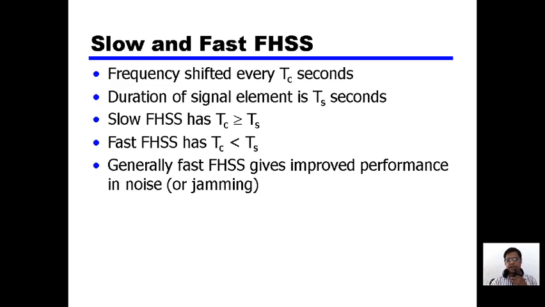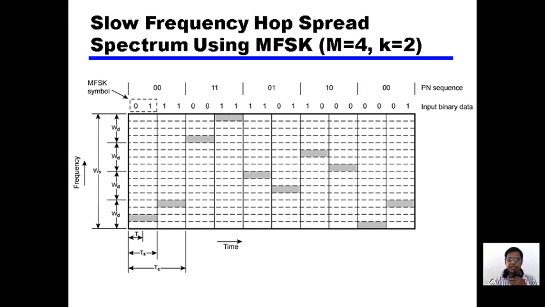Generally, fast FHSS gives improved performance in noise. So generally what happens is that fast FHSS, where T_c is less than T_s, is going to give clearer signals. You can also see here the slow frequency hop spread. This diagram is not at all confusing. It is very easy to understand.